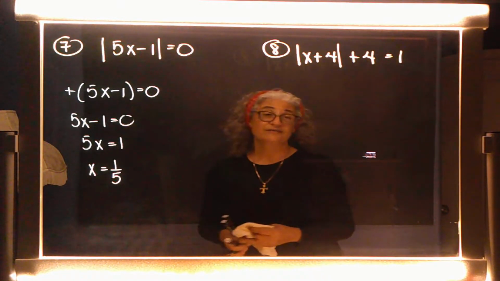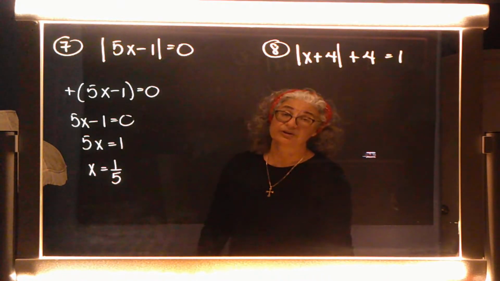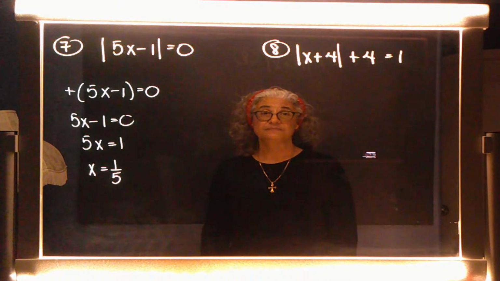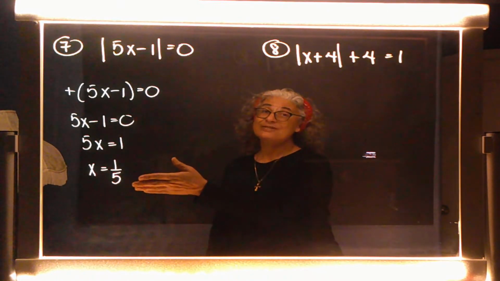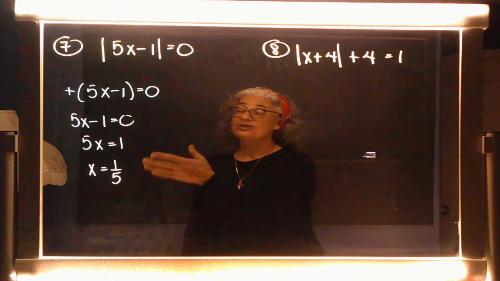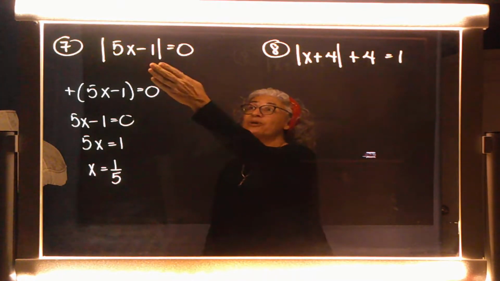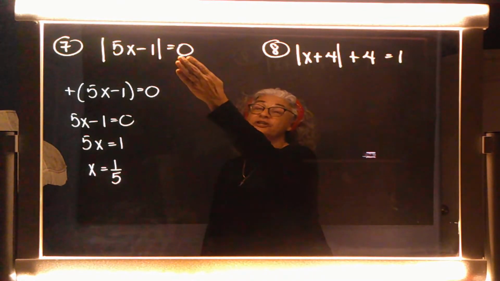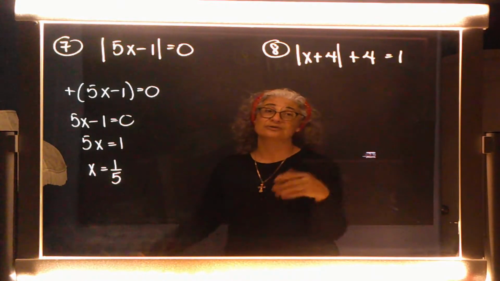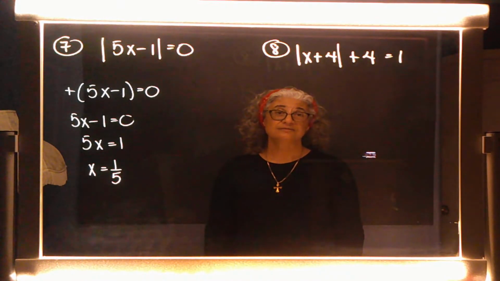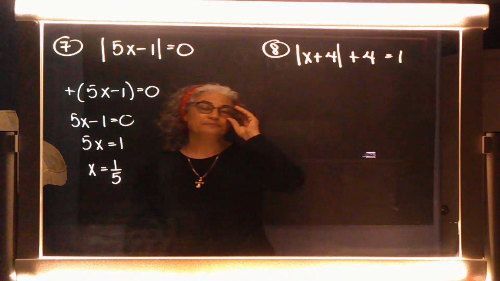So I just had 5x minus 1 equals 0. Good? Cool. This is one of the exceptions to the rules. Usually we end up with two answers, but when the absolute value by itself equals 0, I only get one answer. Good? Okay, let's look at this one.